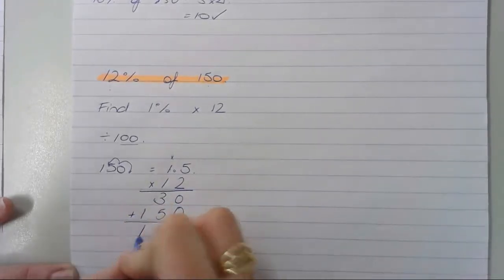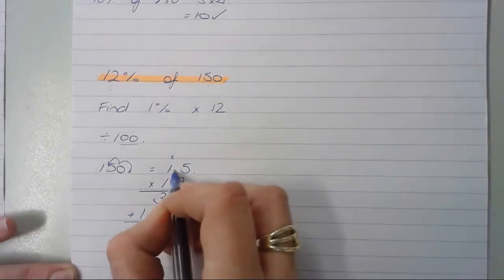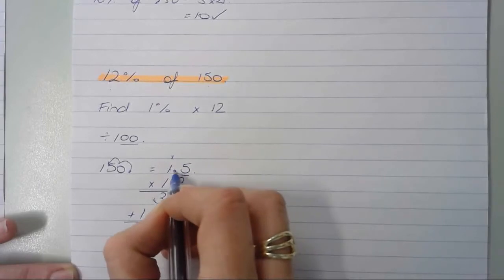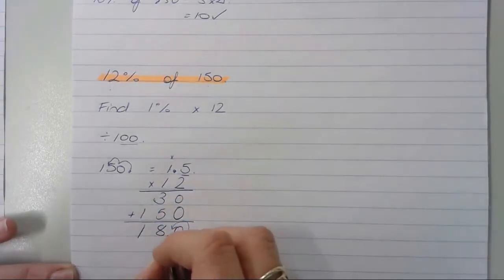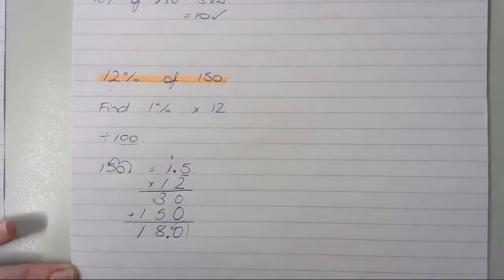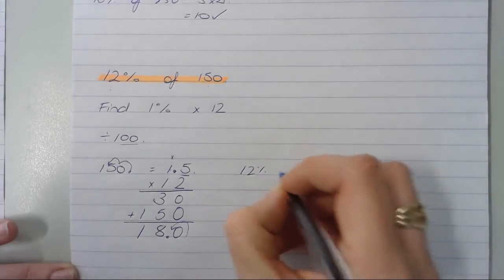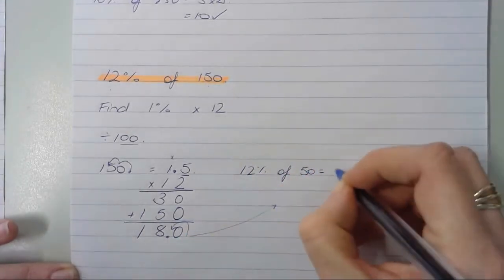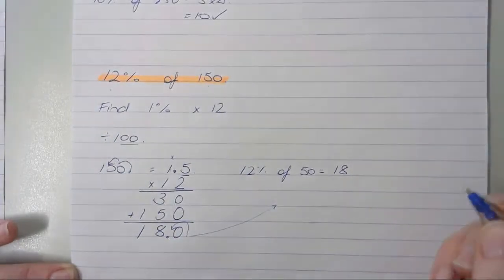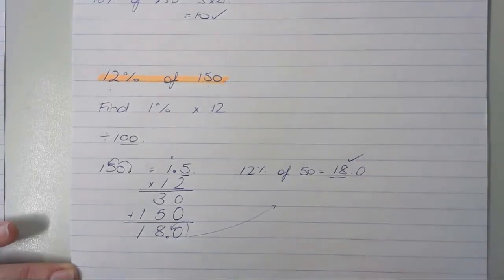Now I need to not forget to add in my decimal place. Because there's only one number after the decimal point in my question, that's the number of places I move my decimal point in from the end. And so my answer of 12% of 150 is 18. If you wrote it with a decimal, you're not wrong, but it's not necessary. So just 18 there is correct.